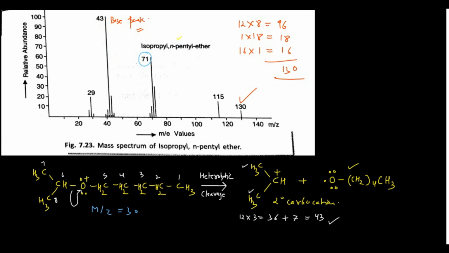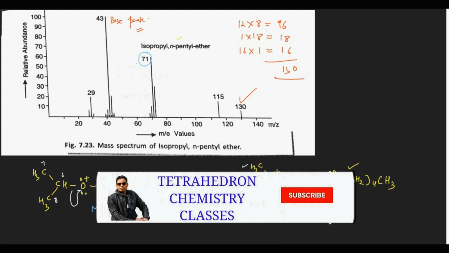But say for example, if you do the heterolytic cleavage from this end actually, what will happen in that case? The second cleavage, say I am using this blue color. When you do the heterolytic cleavage, what will happen in that case?